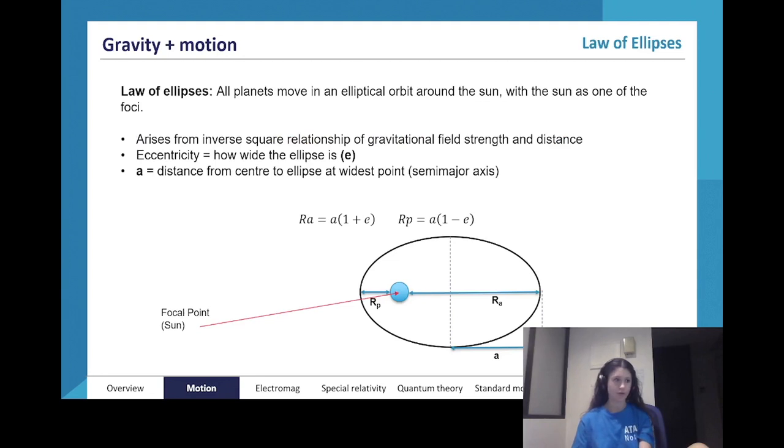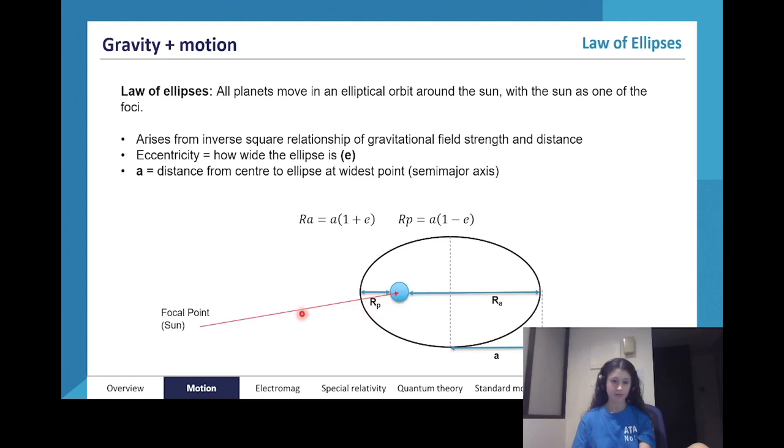Moving on to the law of ellipses, and this is one of Kepler's laws. The law is that all planets move in an elliptical orbit around the Sun, with the Sun as one of the foci. All of this maths down here, you don't need to know, but it is good to understand. Remember, an ellipse is a kind of oval shape, and there are going to be two foci, one here and one here.